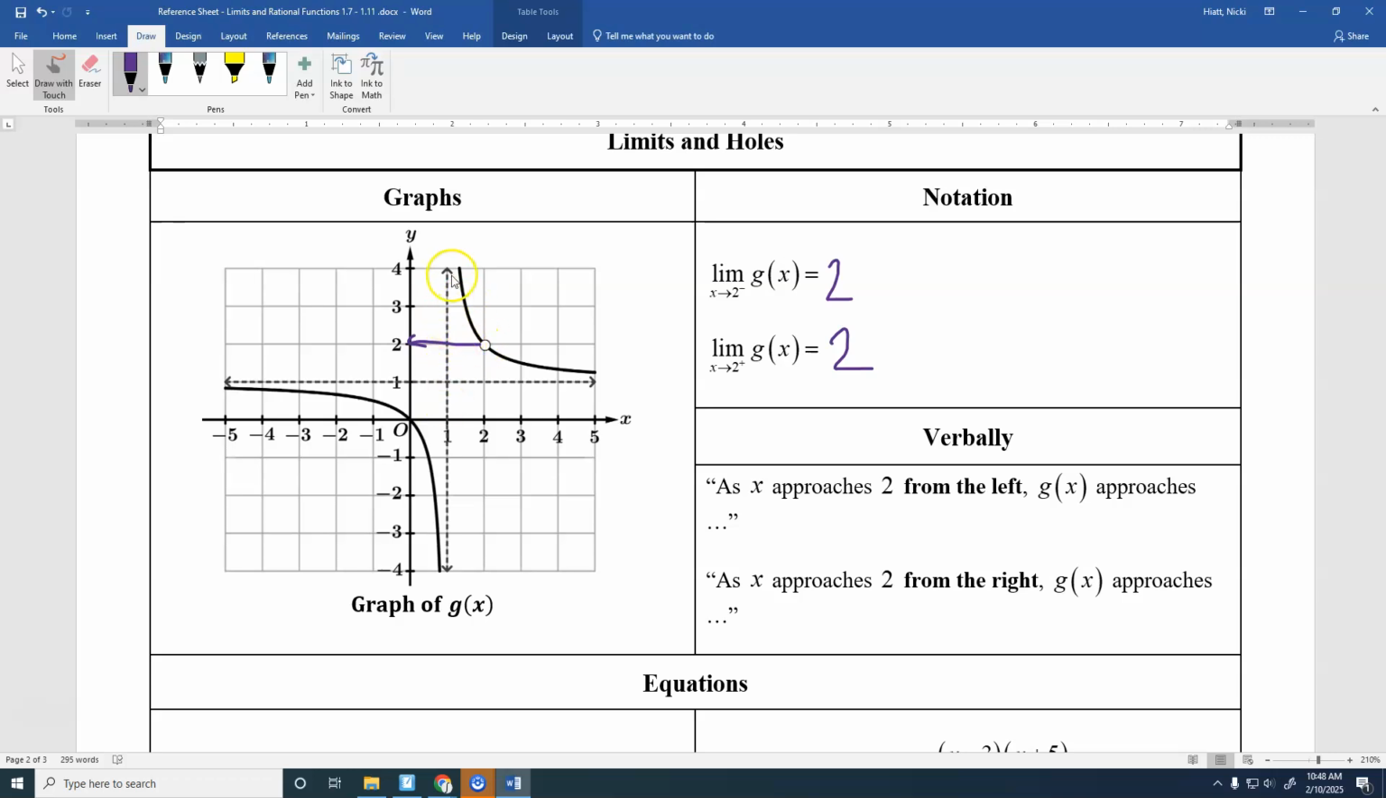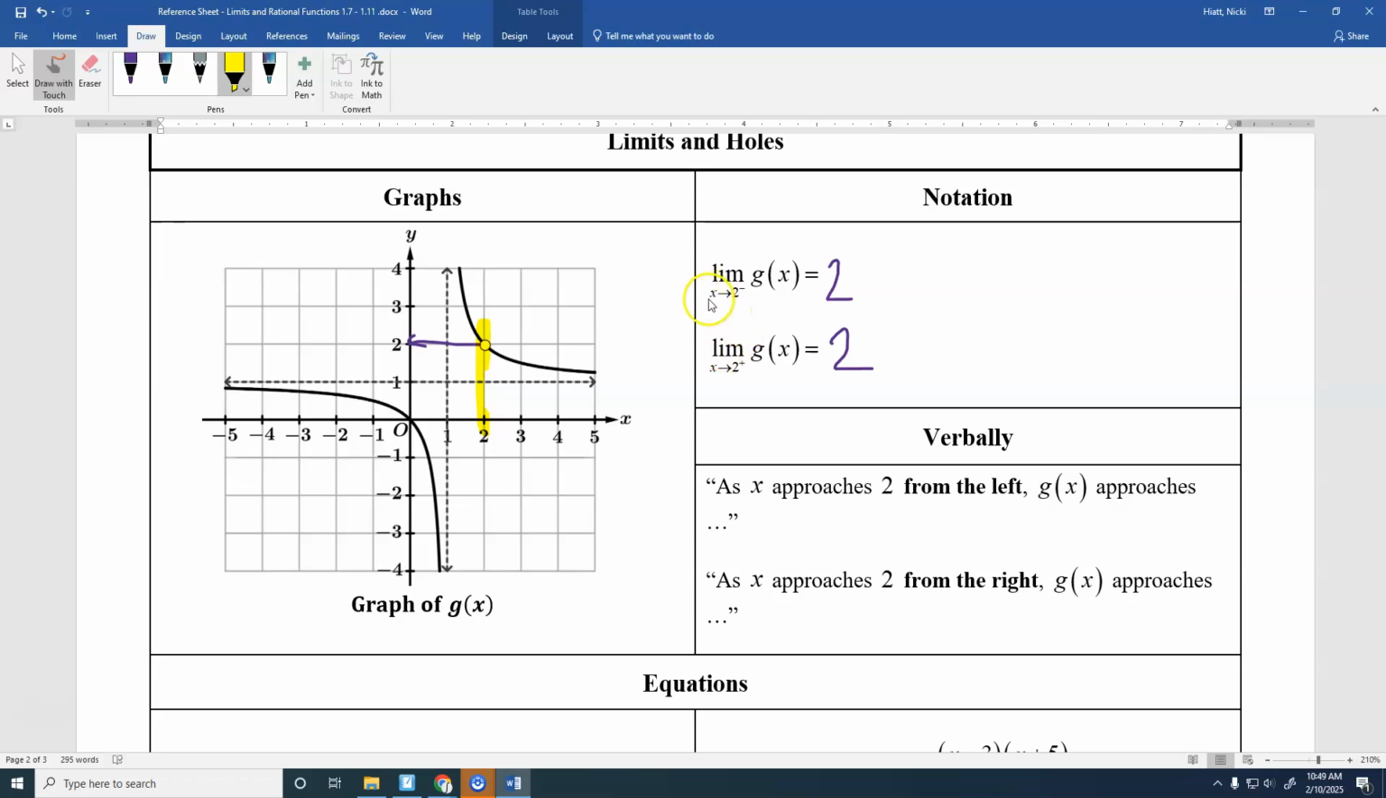Now, for this problem, you have a vertical asymptote. If they had asked you about 1, you would have different answers. But they are asking about as x approaches 2, which is where the hole is. You should get a number at a hole. The only time you will get positive or negative infinity is at a vertical asymptote. So if they had asked us about 1, then on the left we would get negative infinity, and on the right we would get positive infinity. But they asked us at x equals 2, and that's where you've got the hole. So be really careful about where you're looking.